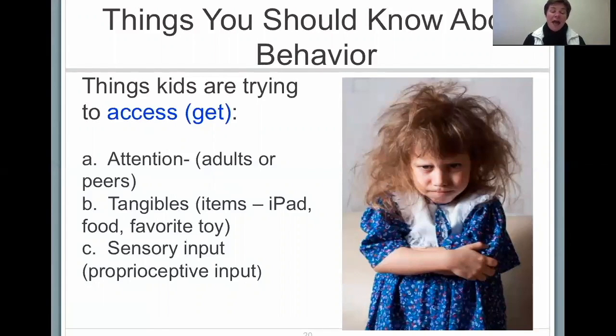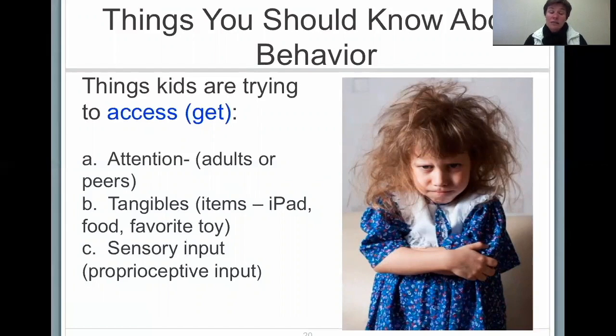We use the word access when we describe a student's efforts to try and get something. They may be trying to access attention, tangibles, or sensory input. A student might want to get attention from their peers and will be the class clown in order to do so. They might want attention from an adult and will raise their hand so insistently that the teacher calls on them. Students may also try to access favorite items as well.